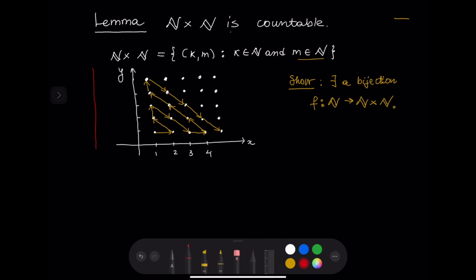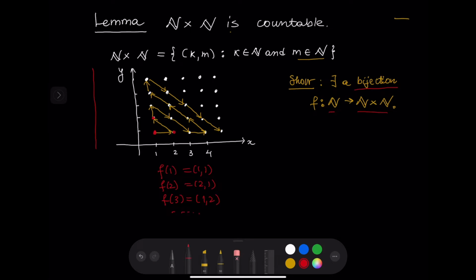So basically, to construct a bijection from the set of natural numbers to N cross N, we need to visit every point of the Cartesian product N cross N. We can begin with the point (1, 1), and we can assign f(1) = (1, 1). Then we can visit the point (2, 1), and we can assign f(2) = (2, 1). Then we can visit the point (1, 2), and we can assign f(3) = (1, 2), and so on. So you get the idea.